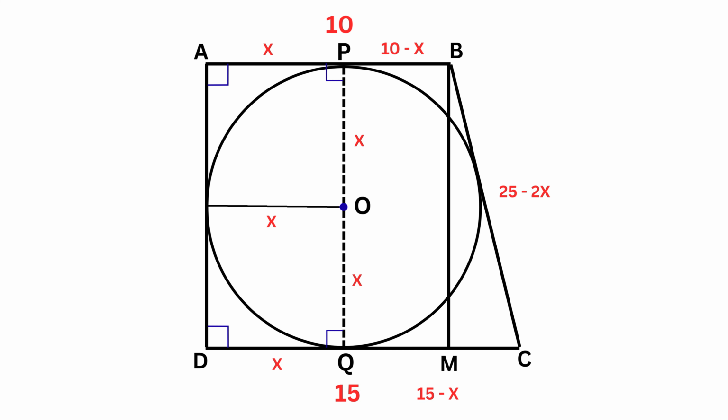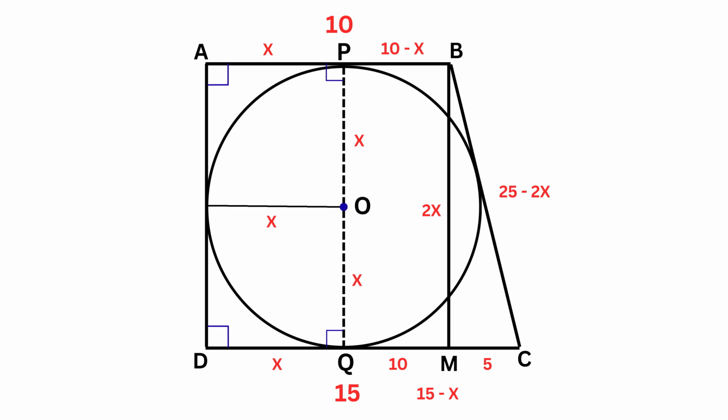Since the top side AB has a length of 10, the horizontal distance from D to M is also 10. But the entire bottom side CD is 15. Therefore, the remaining part, CM, becomes 15 minus 10, which equals 5. Also, the vertical height PQ is x plus x, which is 2x. Thus, our new vertical line, BM, also becomes 2x.